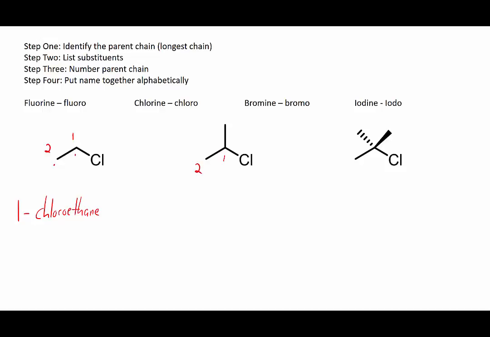In the second example, we again have two carbons in the longest chain, only in this case we also have a methyl group, so we're going to name these alphabetically. So chloro comes before methyl, so this is 1-chloro, 1-methyl, ethane.